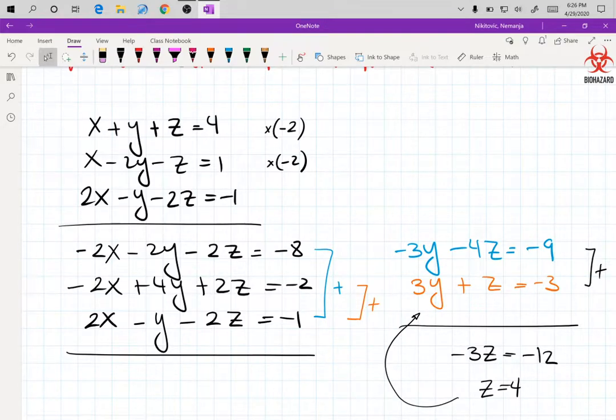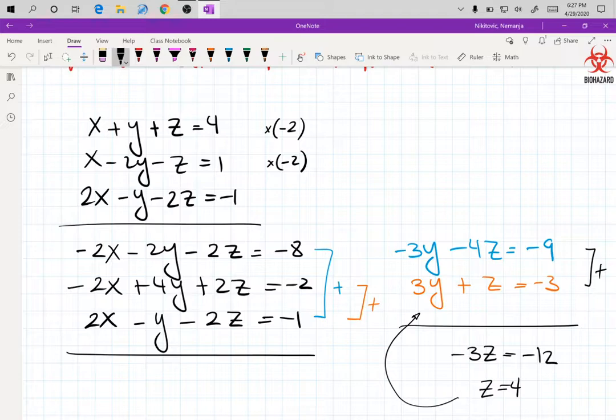Let me just see if I copy the whole thing. X plus y plus z equals 4. X minus 2y minus z equals 1. And then 2x minus y minus 2z equals -1. When I multiply the top equation by -2, I get -2x, -2y, -2z, -8. And then I have -2x plus 4y, because times 2, plus 2z, and then minus 2. And then 2x, -y, -2z, -1. Now, blue equation, when I add, these are gone. -2y minus y is -3y, and then -4z, and then I have -9.